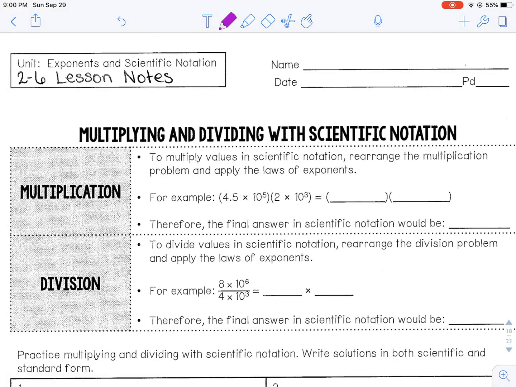Good evening, everyone. Tonight we are going to look at 2-6, multiplying and dividing with scientific notation. To multiply values in scientific notation, we're going to rearrange the multiplication problem and apply the laws of exponents.